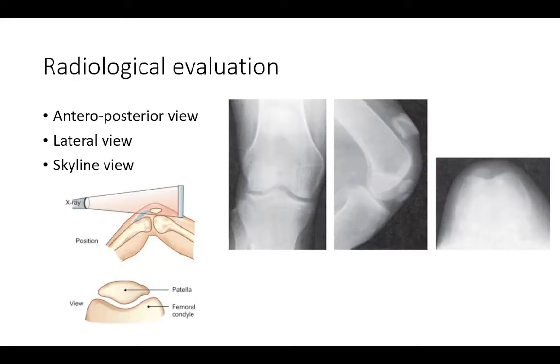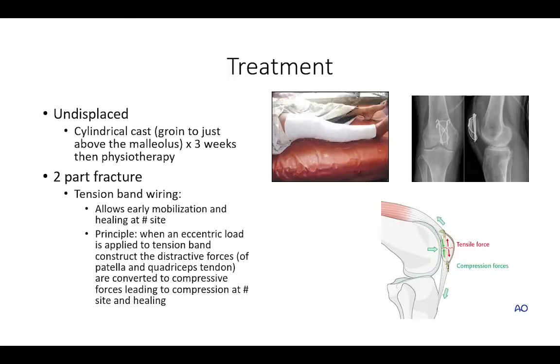Radiological evaluation can be done by ordering an antero-posterior view of the knee, a lateral view of the knee, and a skyline view of the knee. This will determine the fracture of the patella and help us classify it better. The treatment includes a cylindrical cast for undisplaced fractures.